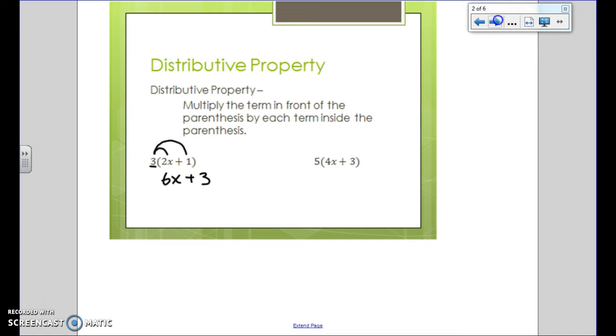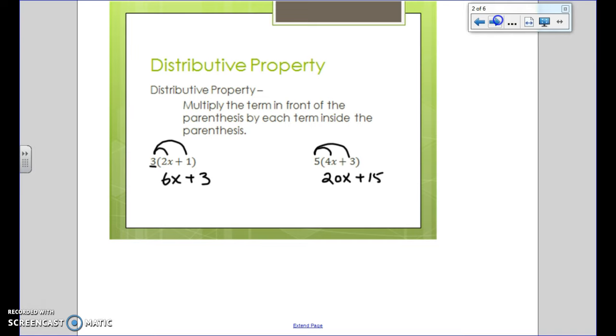Alright, and that's the distributive property. And as you can see, I no longer have any parentheses. I still have x's and I still have constants, and I can't squish those or combine those together. Okay, so they have to stay separate. Still have two terms. Same way with the 5 here. I need to multiply 5 times 4x and 5 times 3. 5 times 4x is 20x, and 5 times 3 is 15.